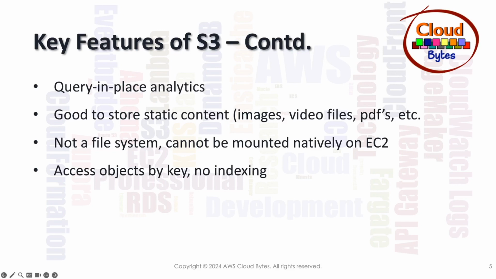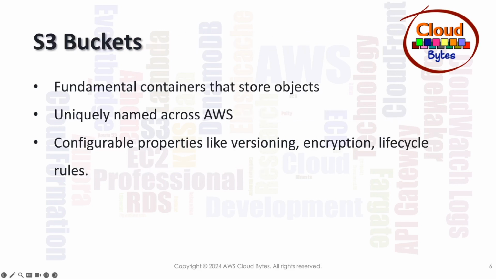Access is based on the specified key, and it emphasizes simplicity and efficiency in data object retrieval. Let's talk about S3 buckets. These are the fundamental containers that store objects. Each S3 bucket is uniquely identified across AWS, so the names of these buckets must be globally unique.